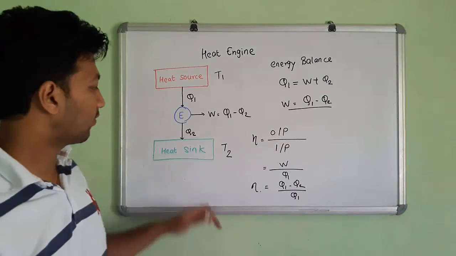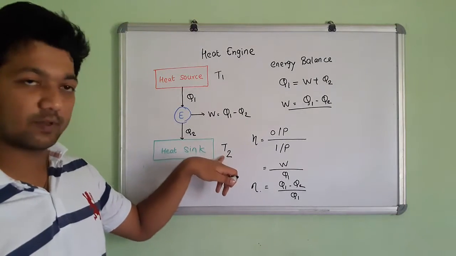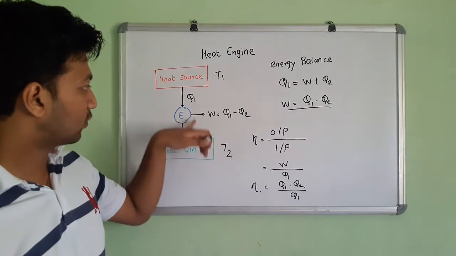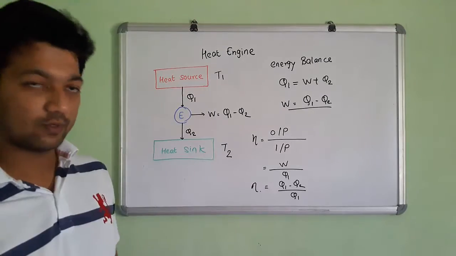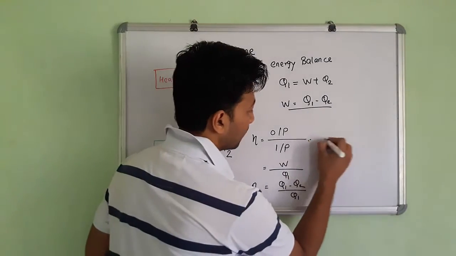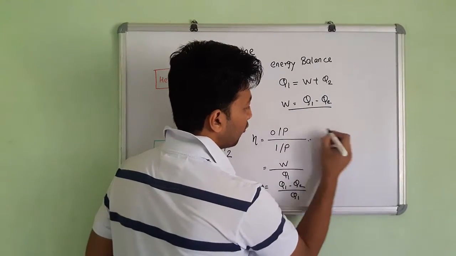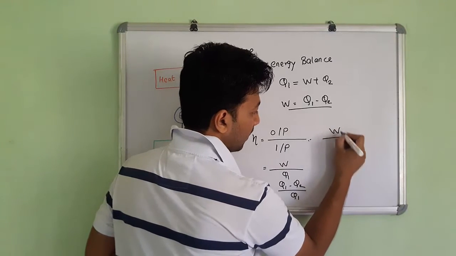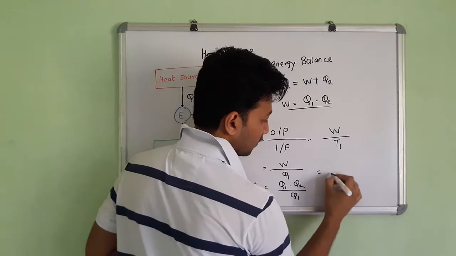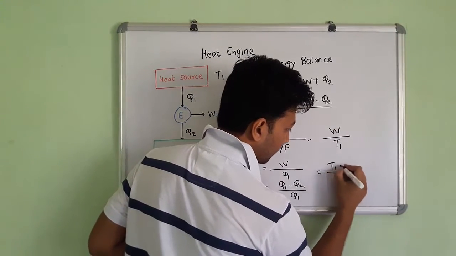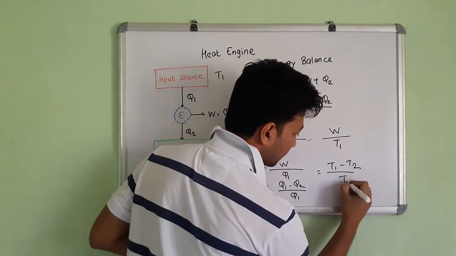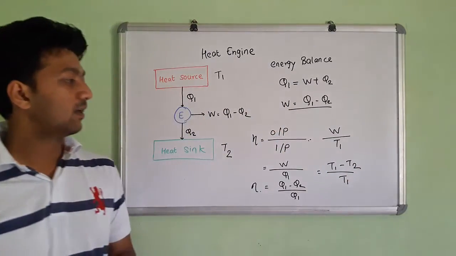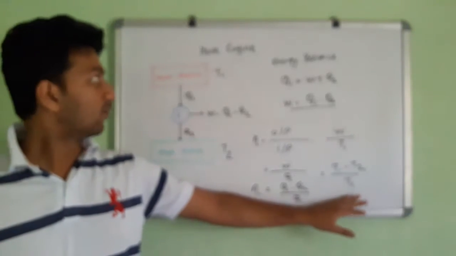Now we have to find the efficiency formula in terms of temperature. Only replace Q1 and Q2 by T1 and T2. So the output will be W, and the efficiency will be T1 minus T2 upon T1. This is the efficiency formula for the heat engine.